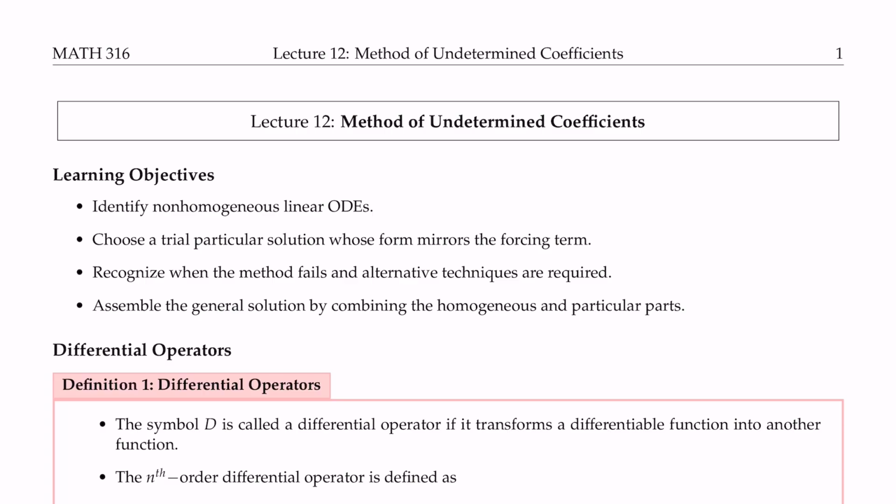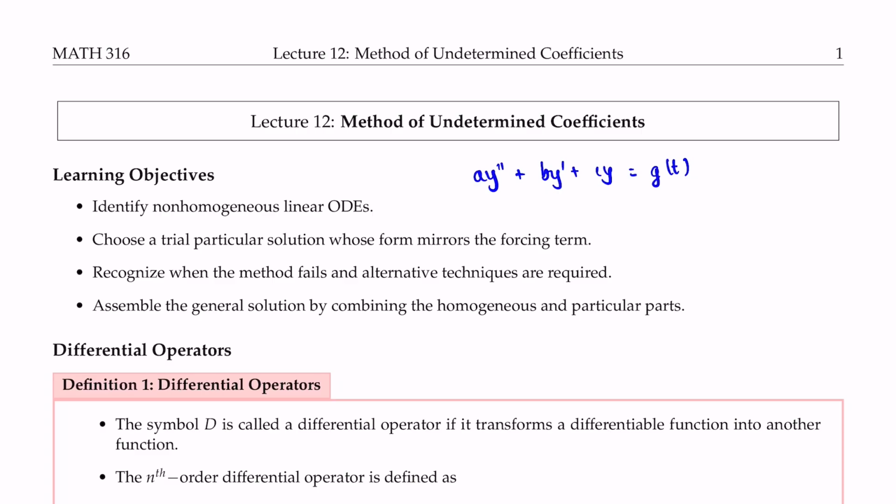That is, we will look into an equation of the form ay double prime plus by prime plus cy equal to g of t. In this case, g of t is different from zero. To find the general solution for this type of equation, we will choose a trial solution, or more specifically, a trial particular solution whose form mirrors the forcing term. That means you look at the forcing term, g of t, and you choose a trial particular solution that mimics or mirrors the forcing term.